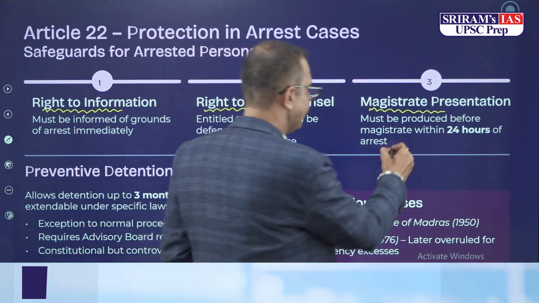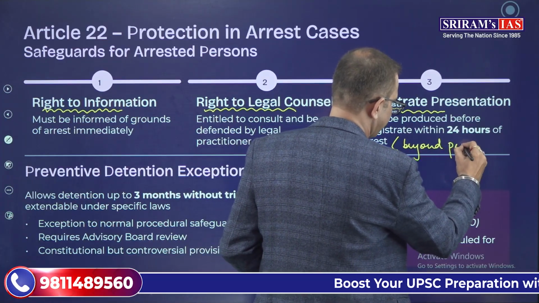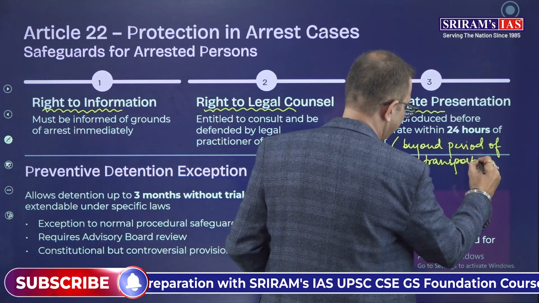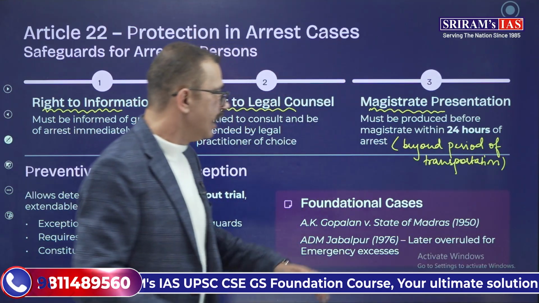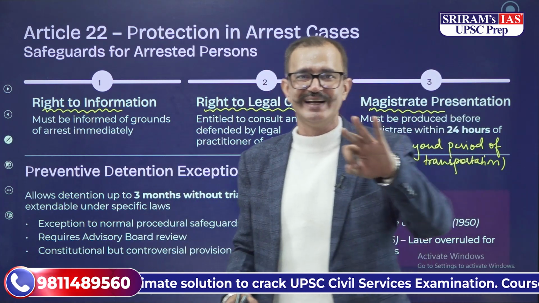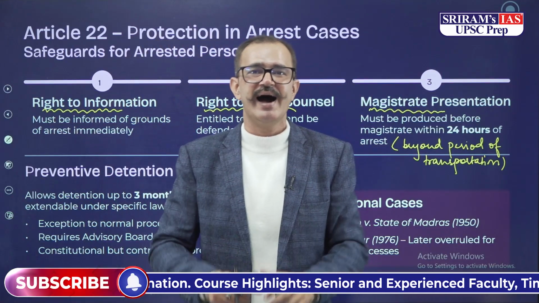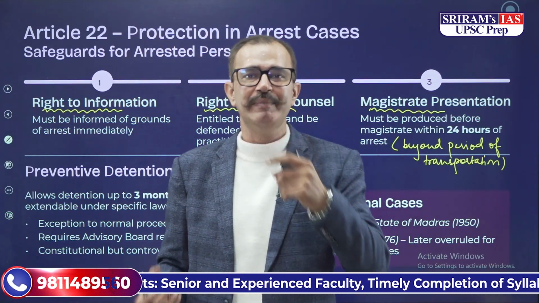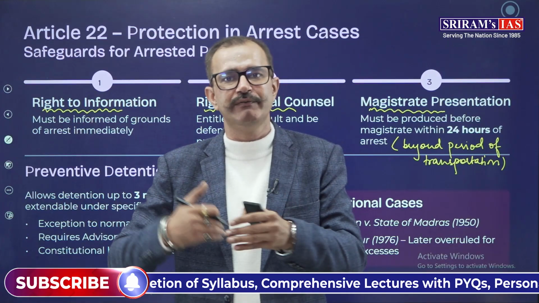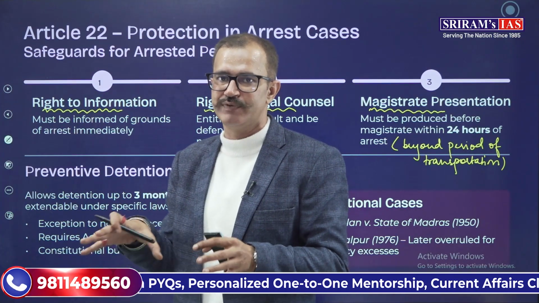However, this is beyond the period of transportation. Let me give you an example of why I'm saying beyond the period of transportation. A person has been arrested from Kerala. Now he is coming to UP. So it will take about 3 days in transportation, commuting from Kerala to Uttar Pradesh via railway. So ultimately the 24 hours is beyond the transportation period, and he or she is being held in the jurisdiction of that particular region where the offense has been committed.